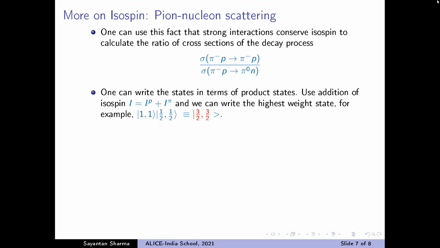You can write the highest weight state where you take the proton and the pi plus. The pi plus is given by 1, 1, and the proton is given by 1/2, 1/2. This highest weight state is uniquely determined, and that only gives this 3/2, 3/2 state, because the isospin components of these two constituent states of the pion and the proton are the maximum. So it will give you the maximum combined state, which is 3/2, 3/2, the highest state in this whole problem.